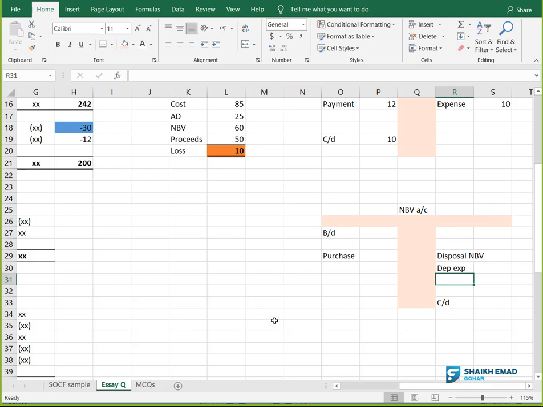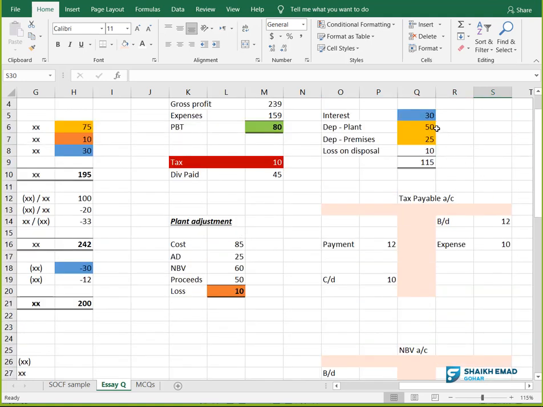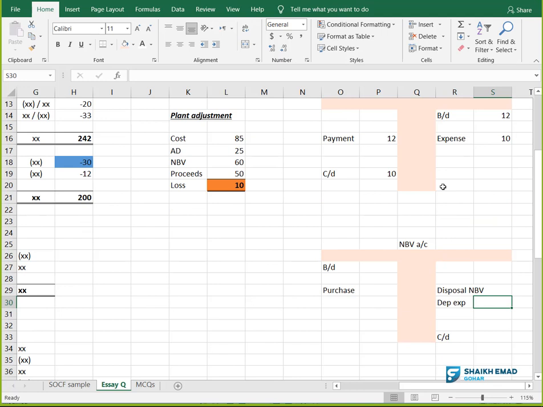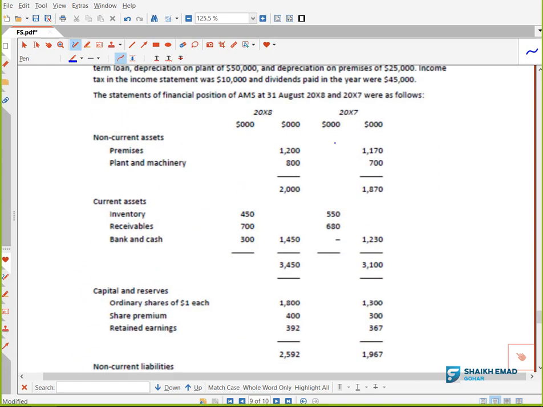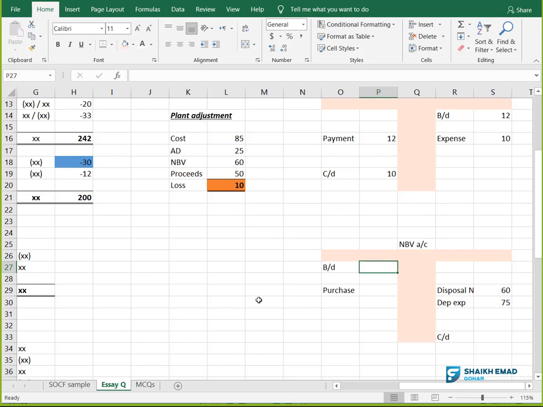So let's see if we can solve it like this. By the way, we already know that there is depreciation expense. How much? 75. We disposed an asset for which the net book value was 60. Remember my estimation of the plant we sold, 60. Opening, let us see how much is opening balance in our balance sheet. 1870. Closing, 2000.